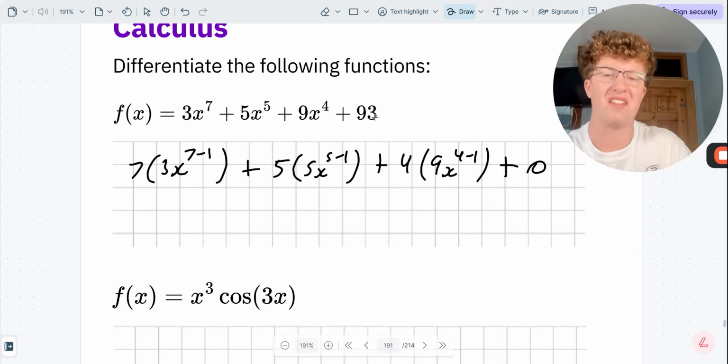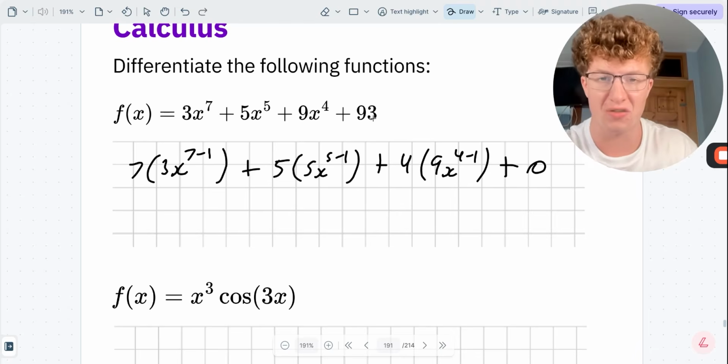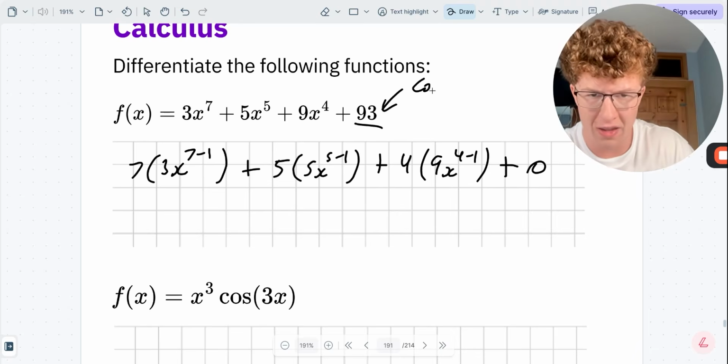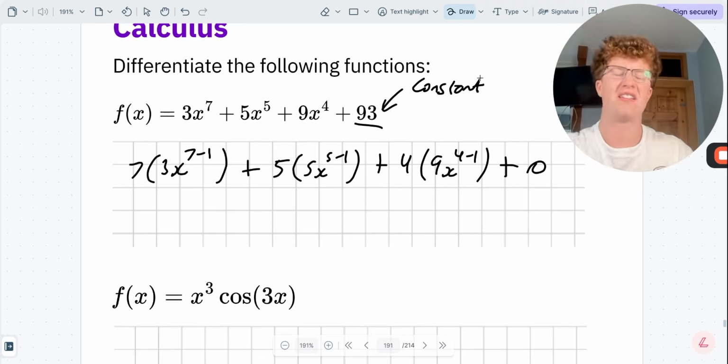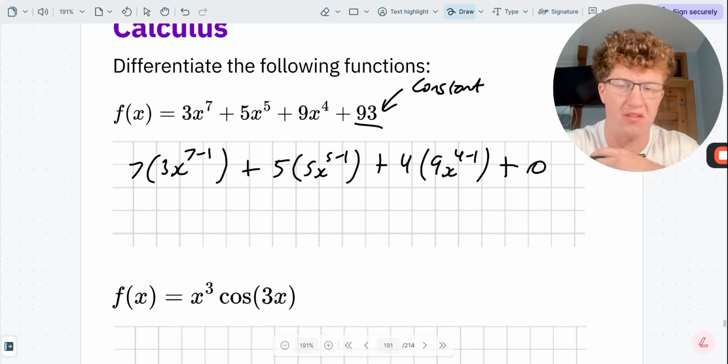Plus 0, because this guy has no x. This guy has no x next to him. So that's just a constant. I'll write it here. Constant. A constant, they always call a constant. It's just a regular number.